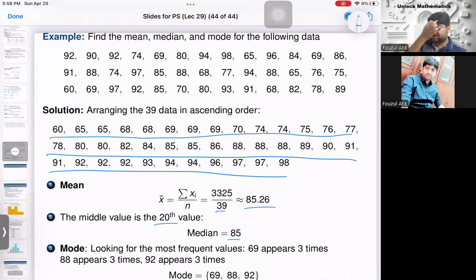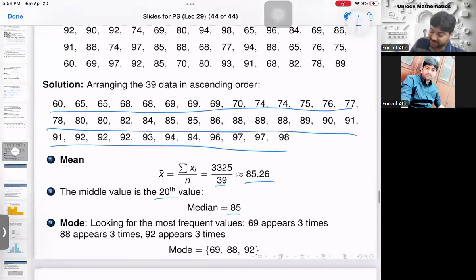And for the mode, again you see that 69 is appearing 3 times, 88 is also appearing 3 times, and 92 is also appearing 3 times. In this case, the modes are three numbers: 69, 88, and 92. I hope it is clear. So easy.